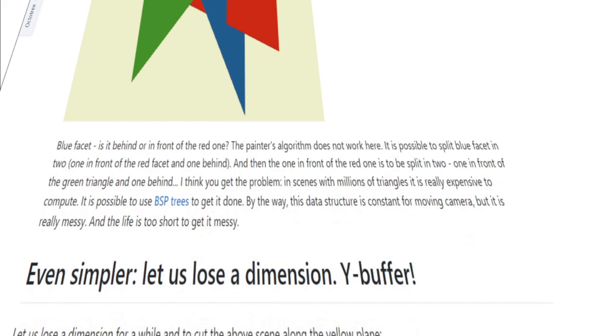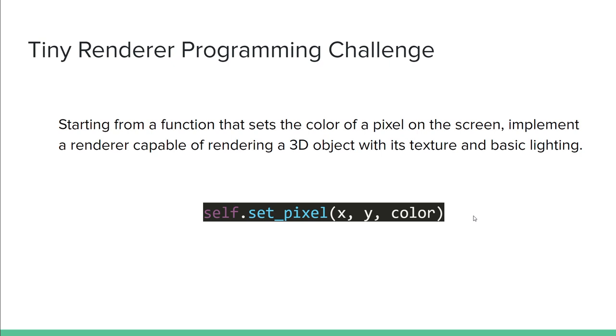So, the rules of the challenge. Starting from a function that sets the color of a pixel on the screen, implement a renderer capable of rendering a 3D object with its texture and basic lighting. So, yep, I know this sounds a little bit terrifying, because you only have access to a setPixel method that sets the color of a given XY position on your display, and you will have to implement all the rest by yourself. But the tutorial is actually really nice.